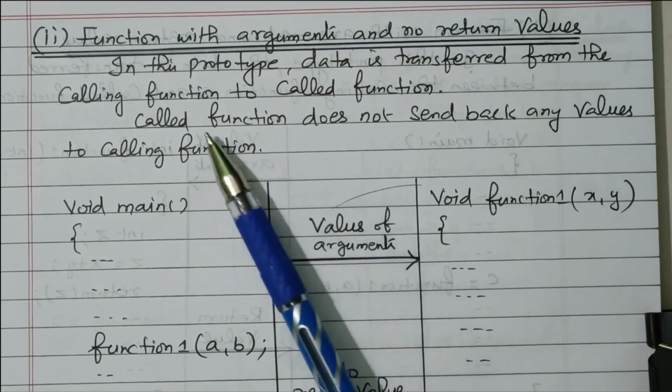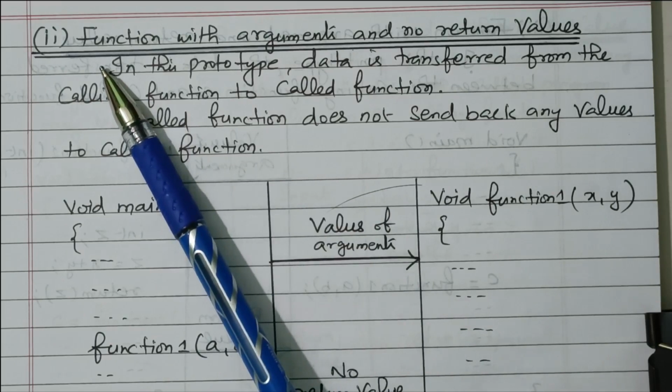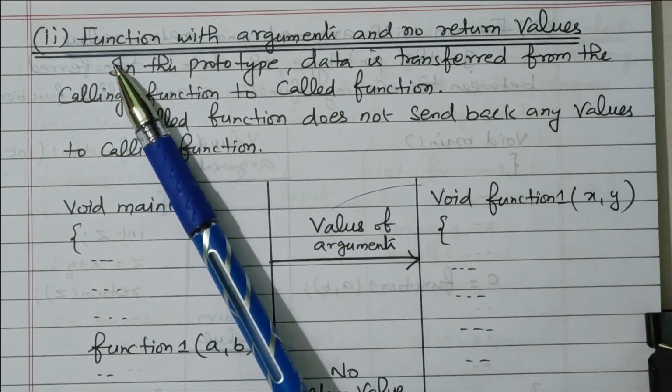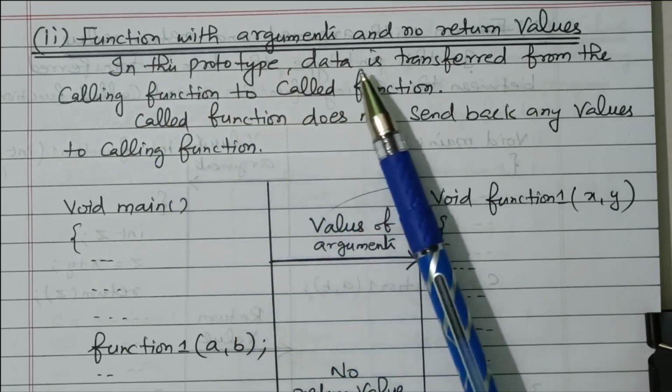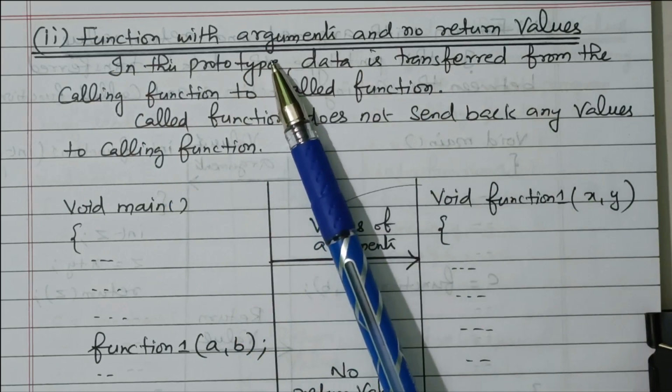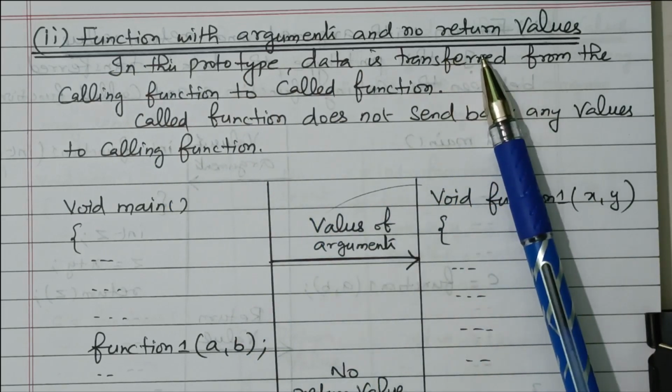Now we'll go to the topic. The types of function, category of function, that is function prototype. The second type: function with arguments and no return values. The function has arguments but it will not return any value.